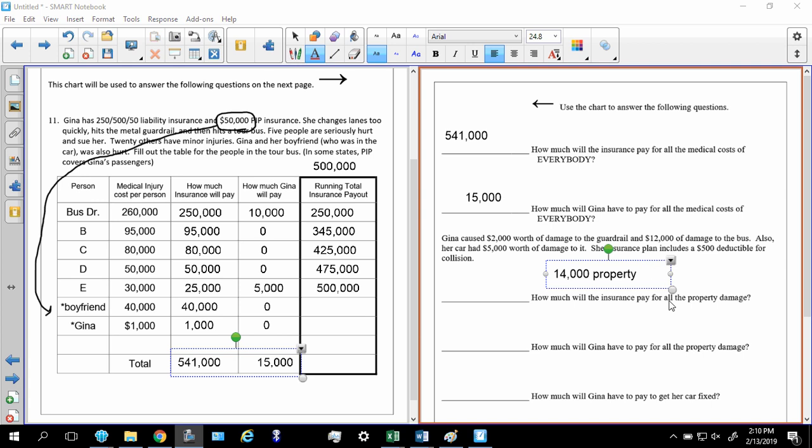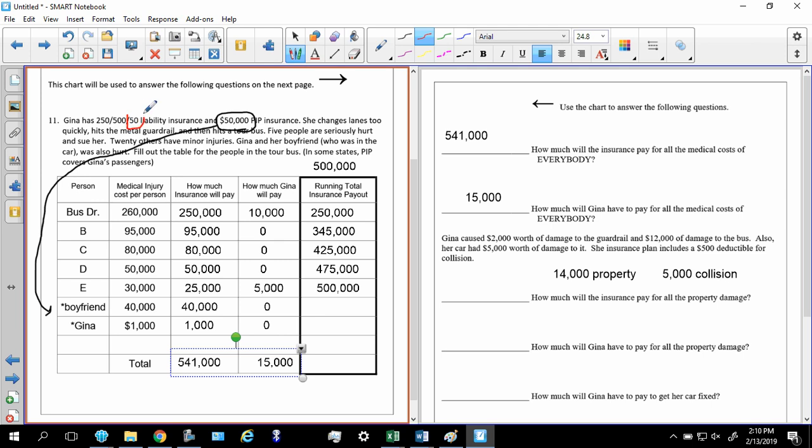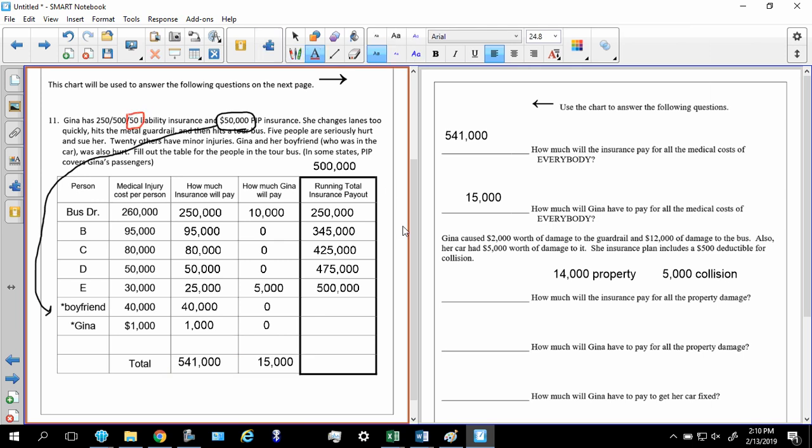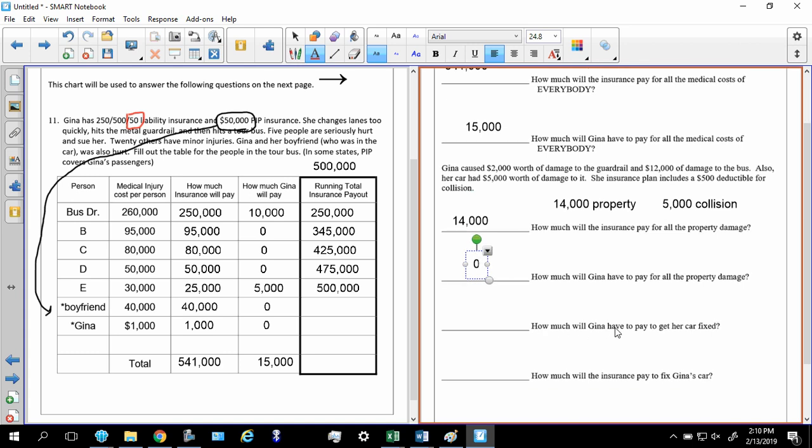And then she also has $5,000 damage to her car. Now this is collision. So how much will the insurance pay for all the property damage? Again, going back to this right here, see this 50,000? This represents how much the insurance company will pay max, but we only need 14,000. How much will Gina have to pay for all of her property damage? 0.